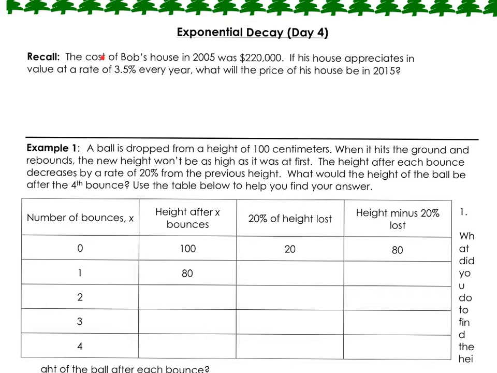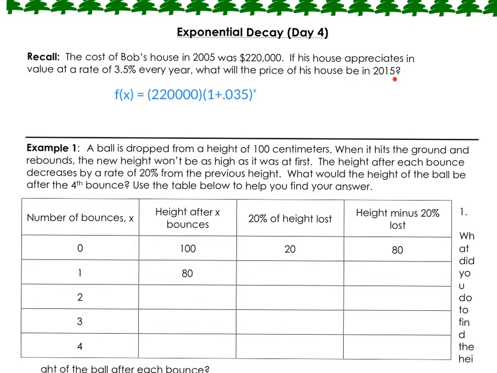If you recall from what we talked about in the last video, the cost of Bob's house in 2005 was $220,000. If his house appreciates in value at a rate of 3.5% every year, what will the price of his house be in 2015? Well, we solved that by writing our exponential equation. Since it's growing at a rate of 3.5% annually, I changed that to a decimal and put it into the equation. Then we can go ahead and change this to find the price in 2015.